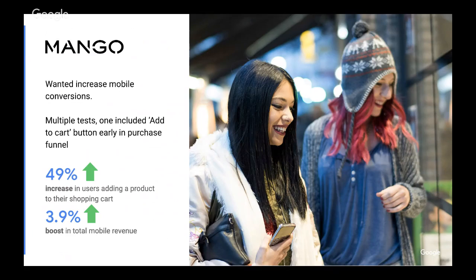And one of those experiments was to show an add to cart button really early in the purchase funnel, much earlier than you would normally expect in an e-commerce funnel. And with that experiment, once that rolled out, they found there was a 49% increase in the number of users that were adding an item into their shopping cart, which then makes that customer a lot more qualified than other visitors. And overall, they boosted their mobile revenue by about 4%.